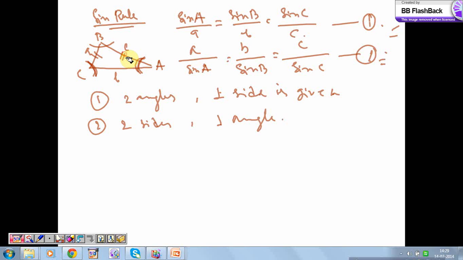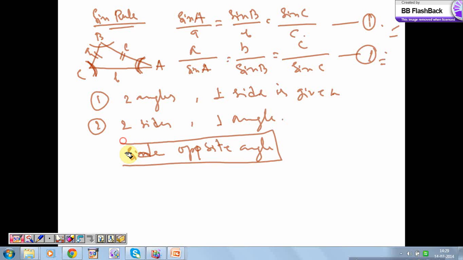So in a condition where a side that is opposite to one angle is given, it is a clear hint that you have to use the sine rule. That means when one side c is given and its opposite angle C is given, or vice versa, when angle C and the opposite side c are given, or the angle A and the opposite side a are given, then you have to use the sine rule.